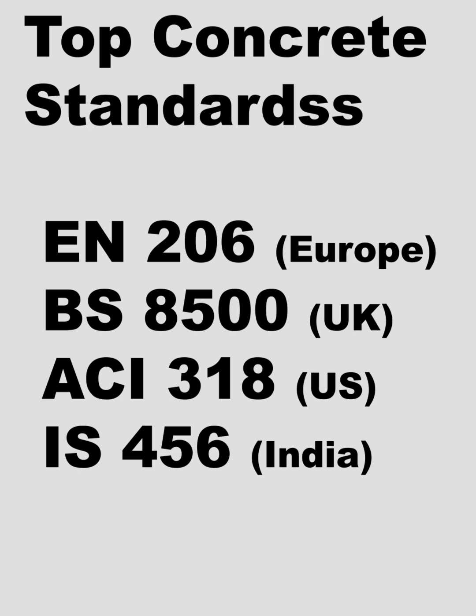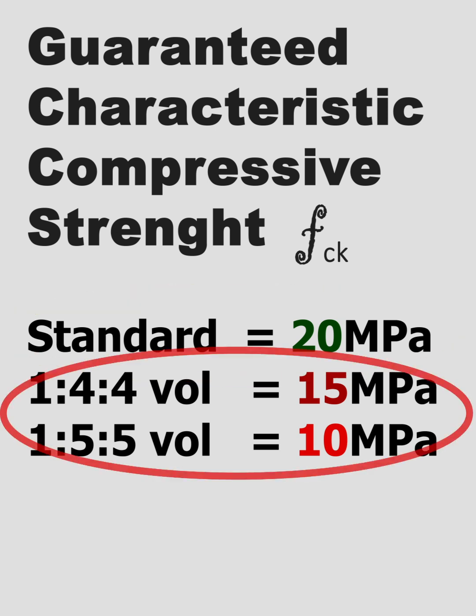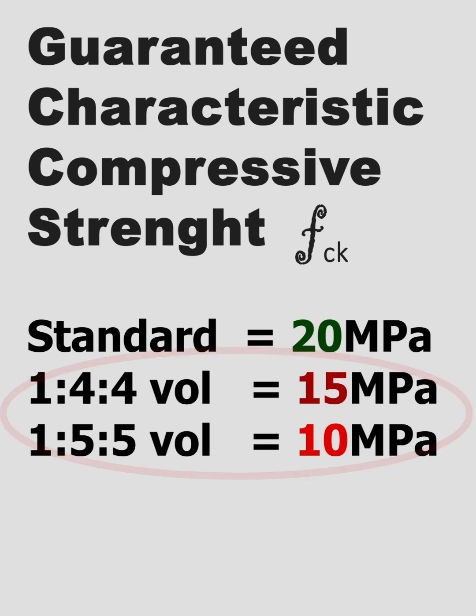Standard design mix gives a guaranteed 20 MPa, while the weak 1:4:4 and 1:5:5 produce 15 MPa and 10 MPa respectively. As you can see, for less than 2 bags of cement, half of the standard concrete strength is lost. This is not a wise saving.